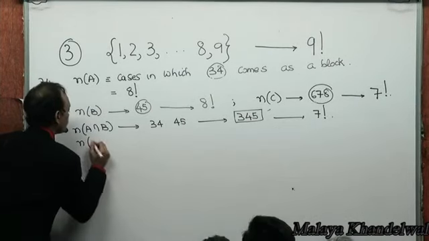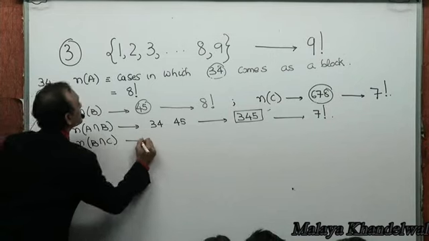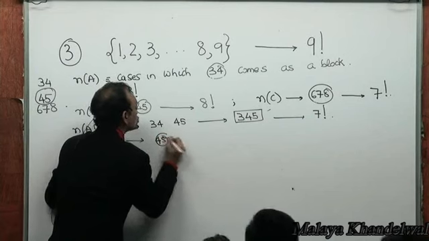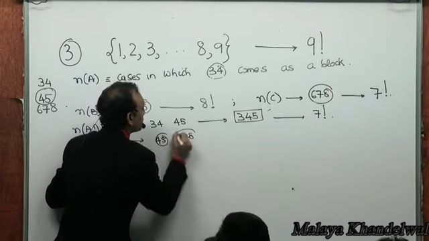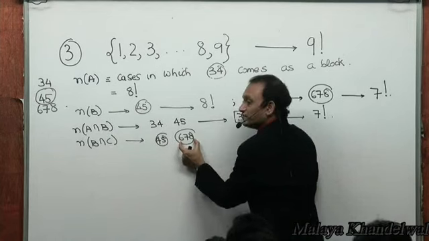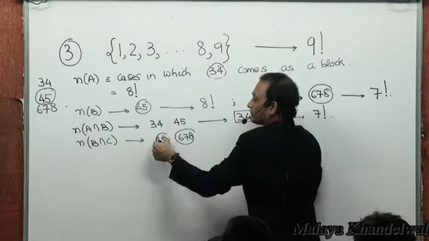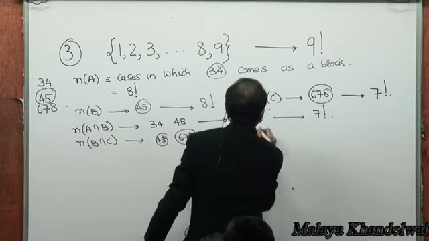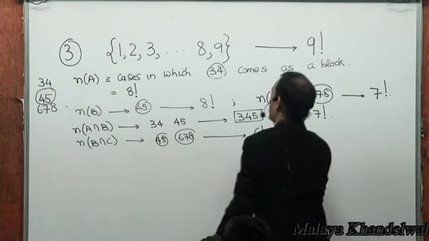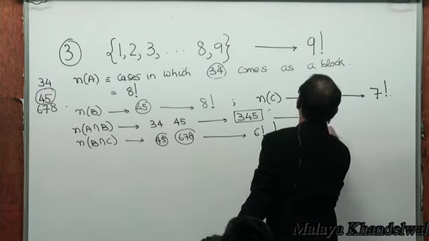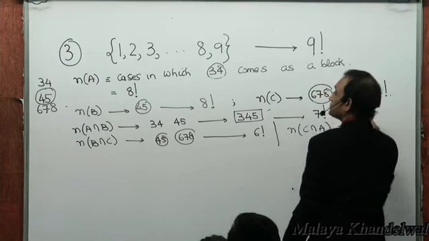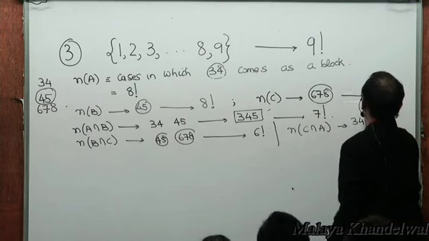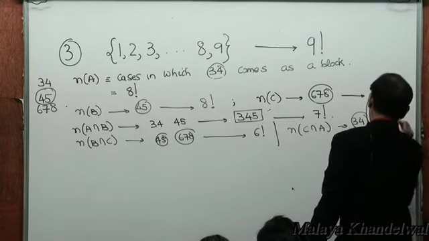Cases in which B and C, means 4, 5 and 6, 7, 8. 2 units certainly come. So then, these are 2 and 3, 5, so there are 4 remaining, 1, 5 and 1, 6. 6 building blocks, and they could be permuted in 6 factorial ways. Then, N, C intersection A: cases in which 3, 4 and 6, 7, 8 appear as a unit. How many cases? Same, 6 factorial cases.